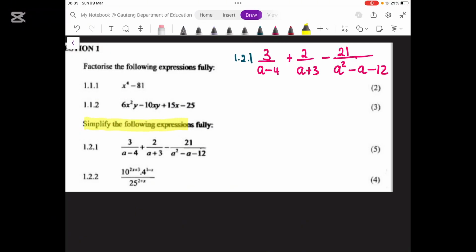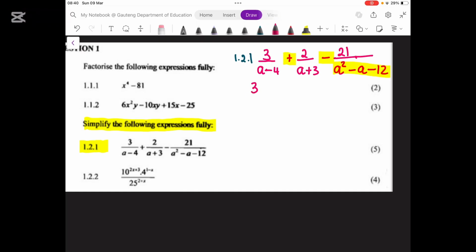Simplify the following expression fully. 1.2.1. Here we can see that we are adding and subtracting fractions, so we need to take the LCD. But before we even take the LCD, we need to sort this out first. We need to factorize this trinomial.